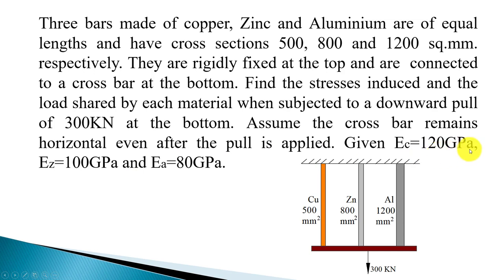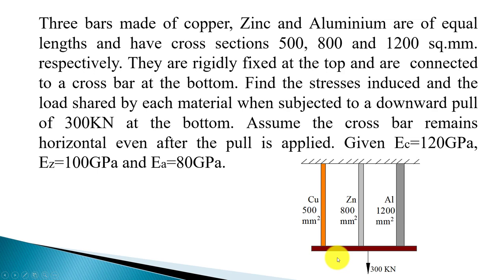Given EC is equal to 120 GPa, EZ is equal to 100 GPa and EA is equal to 80 GPa. So three rods are fixed at the top and connected to a crossbar at the bottom. The crossbar is initially in the horizontal position. All the bars are of equal length and the load is applied on the crossbar in such a way that the crossbar remains horizontal even after the load is applied.